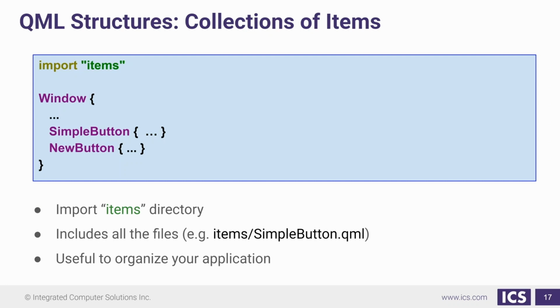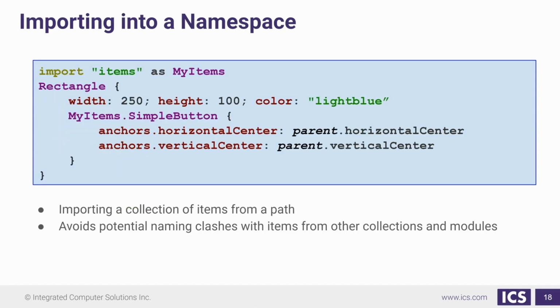So when we want to use those within our main, what we're going to do is import the name of the folder in quotes, as you can see at the top here. This will give us access to all of the QML files that are inside of that folder. So, for example, we have the simple button. Its path is items/SimpleButton.qml. We also have a new button in this folder as well, which we can create just by having this one import.